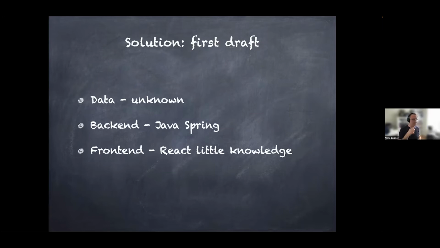So data is the huge unknown, and even the ability to get the data out of the system is a separate unknown. Backend, obviously, is Java Spring. That's the tool that we study and the tool I'm most familiar with. For the front end, I decided to go with React and JavaScript, mostly because my wife recently studied it and I got some knowledge about it, not professional knowledge, but some. And you can probably spot the problem in this outline, right? We have 2 things that I have no idea about, and one of them is crucial.